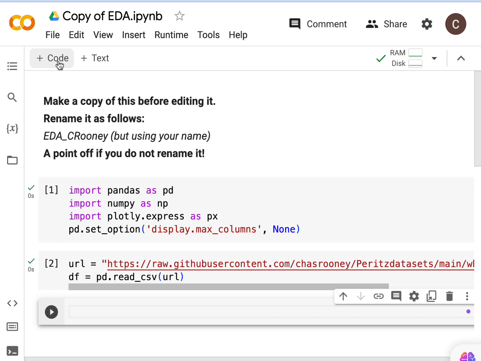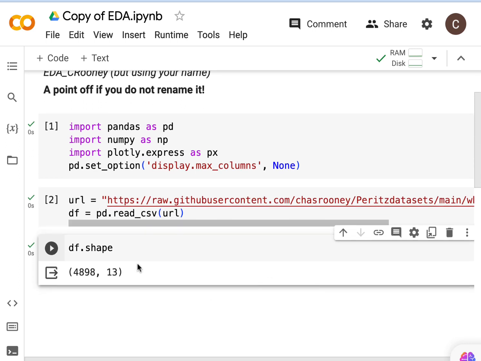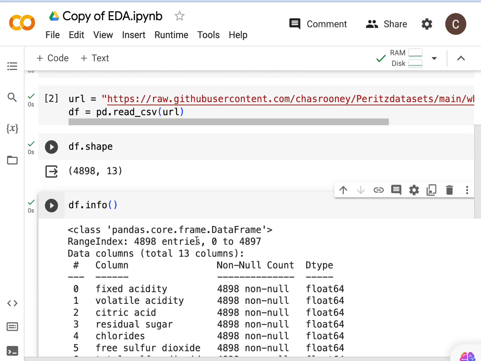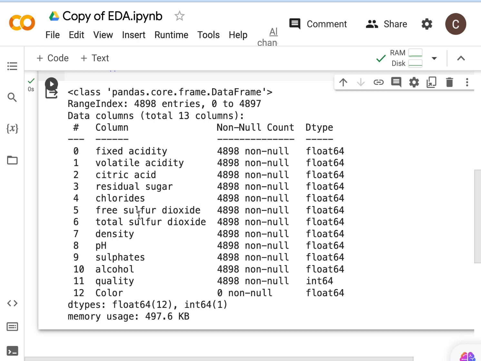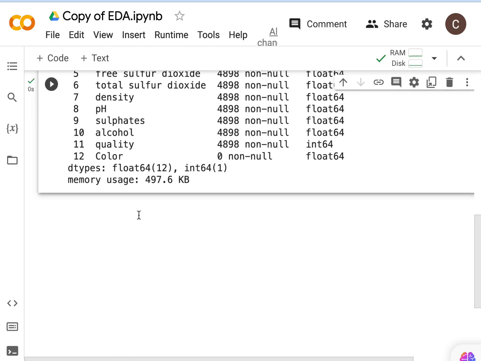So we're just going to ask a couple questions about it. We want to know, for example, what is the shape of this? And we can see it's got 4,898 records, 13 columns. We want to know, well, okay, what kinds of things are in here? We have df info. And so we can see, first of all, there are no null values here except for color, in which there are no records, so that's not going to be helpful to us at all. And what we have are all these different chemical properties that describe each of these different wines. And there are, again, 4,800 wines.